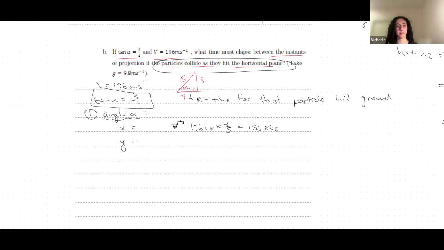y equals 196 TR times sine theta, which is 3 on 5, minus half g TR squared. So I'll just call that 4.9 for the g on 2. And then apply the 3 on 5 multiple.